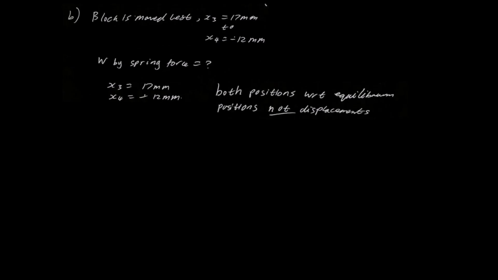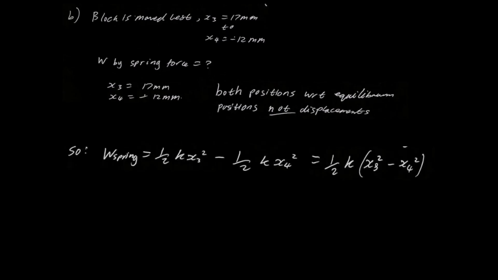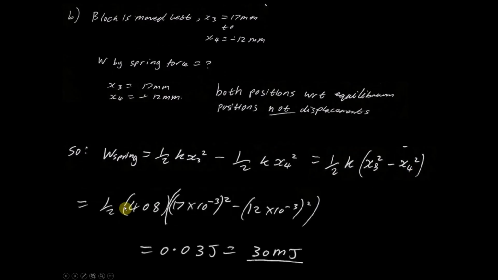Well, both positions, remember, are with respect to the equilibrium, not the total displacement. So the work done by the spring can be found by the difference in those two positions of the spring, two extensions of the spring. So the work done by the spring will be half kx squared for one position minus half kx squared for the other position, or 1/2 k times x3 squared minus x4 squared. This will give us 1/2 times 408 times 17 times 10 to the minus 3 squared minus 12 times 10 to the minus 3 squared, which will give us 0.03 joules, or 30 millijoules.